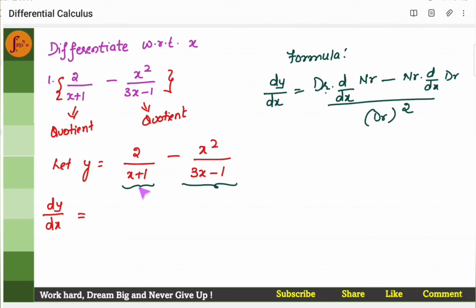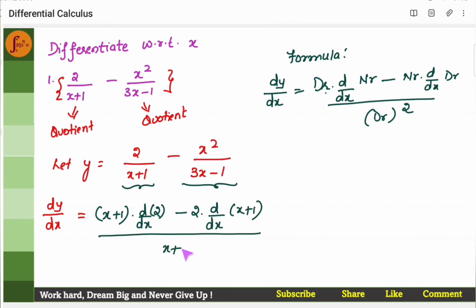So this will be, let's apply it separately. So this is the denominator, right? So denominator into derivative of numerator, which is 2, minus numerator 2 into derivative of denominator, which is x plus 1, by x plus 1, that is denominator the whole square, minus, this is only 1 for this one.